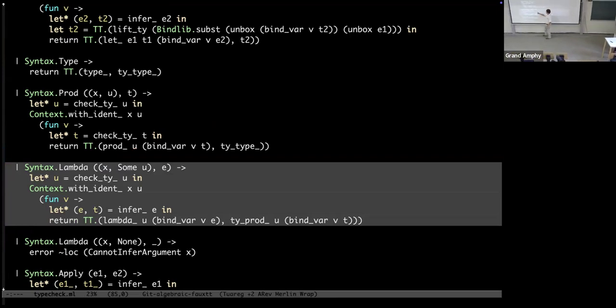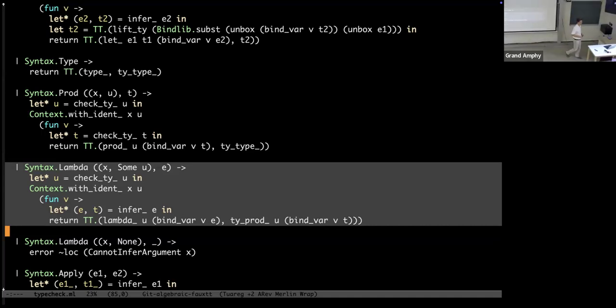First check that U is a type. Okay, and now I need to infer the type of E, but I need to do so in a context extended with X. So how do I do that? I use this with ident thing, where I tell the context: extend yourself with an additional identifier X of type U, tell me what abstract variable you created, and then you do something. In particular, you do infer E, and then you calculate the result.